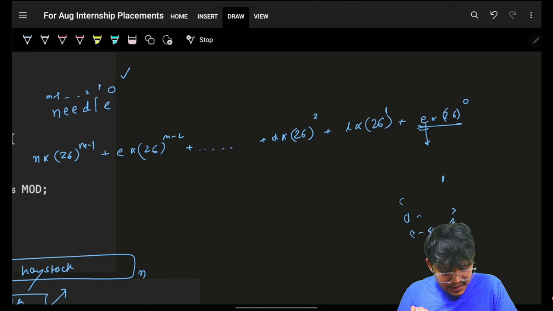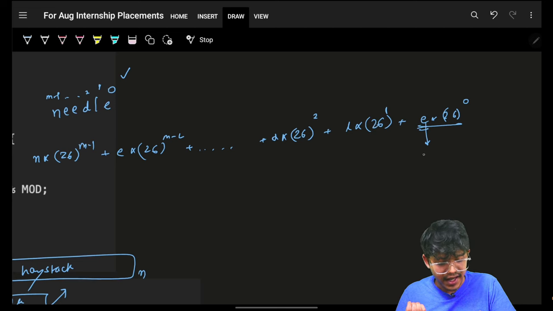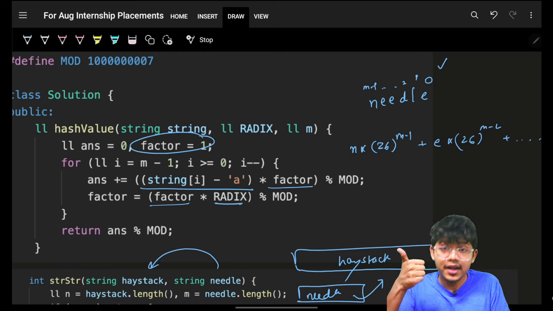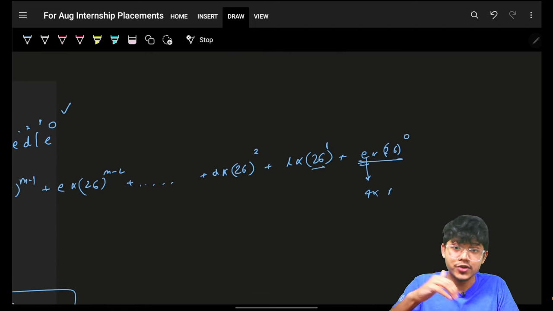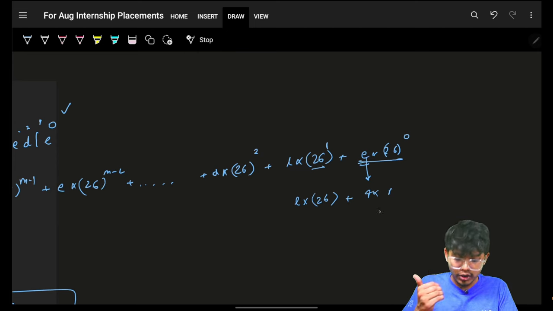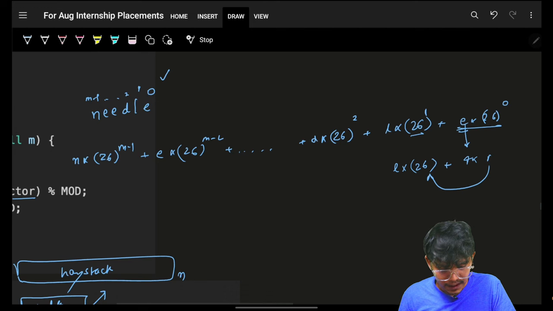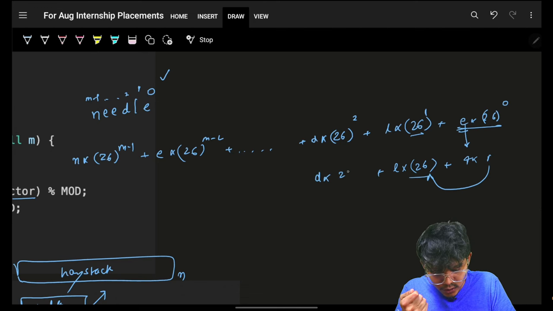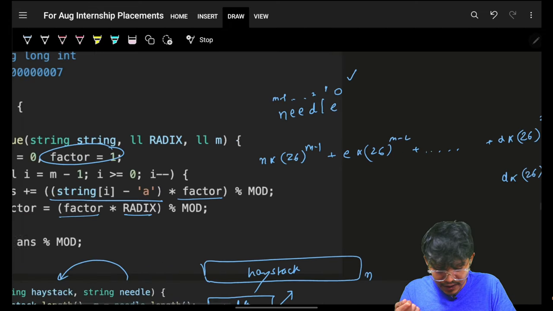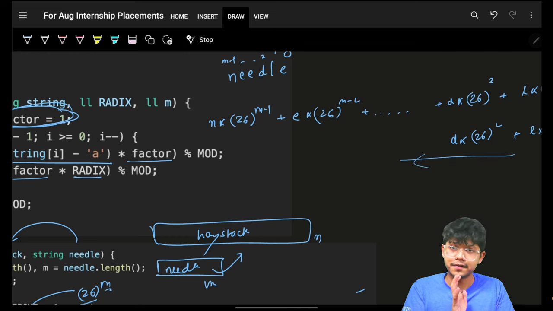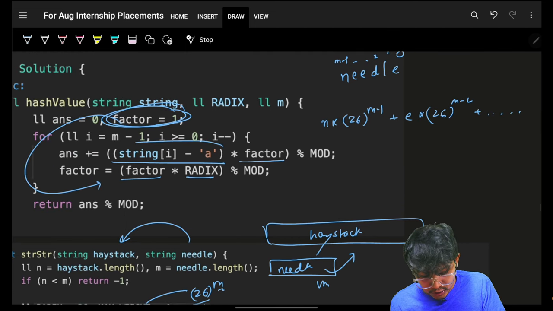I will say simply, it can easily be said as 4 into 26 raised to the power 0, which is 4 into 1. Cool, okay, this is done. Then I will multiply my factor with the radix value, which is 26, so as to get to the next value. So I'll say multiply l into 26, because I have multiplied my factor with 26, and then d into factor into radix value, so I'll just say 26 squared. Again, factor was just 1. I keep on multiplying by radix, and I'm trying to build my answer from the back itself. Cool.